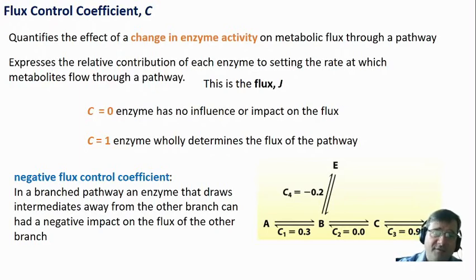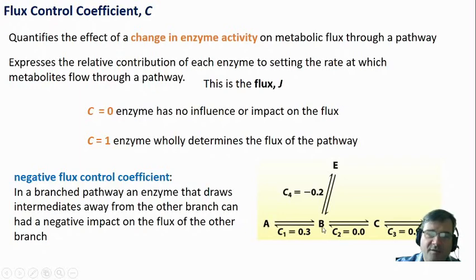The other thing you can also have is a negative flux control coefficient, and that's because if you've got a branched pathway, here you have an enzyme that draws intermediates away from the other branch, and this of course can have a negative influence on the flux of the other branch. So here we've got our pathway going A, B, C and D, but here you can see that B is siphoned off in a branch pathway to produce E. And enzyme 4 here has a negative coefficient with respect to this pathway because it's removing flux from this main pathway.